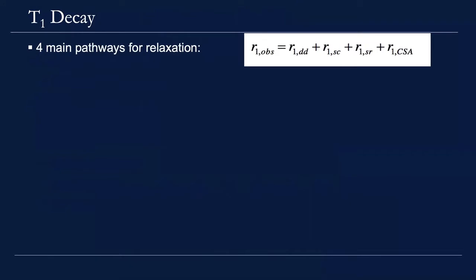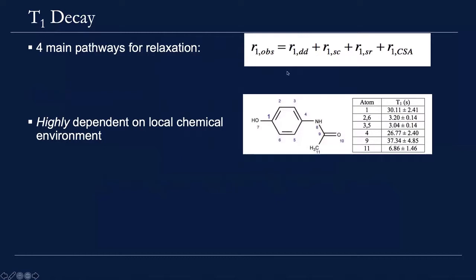And so, just to summarize here, there are four main pathways for relaxation. So your relaxation rate, or 1 over T1 that you observe, has 4 main components, which are dipole-dipole relaxation, scalar relaxation, spin rotation, and chemical shift anisotropy.